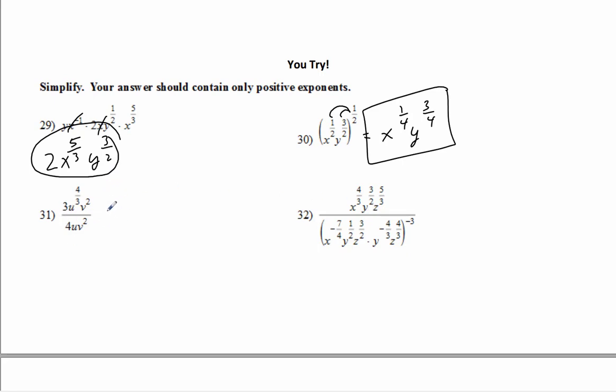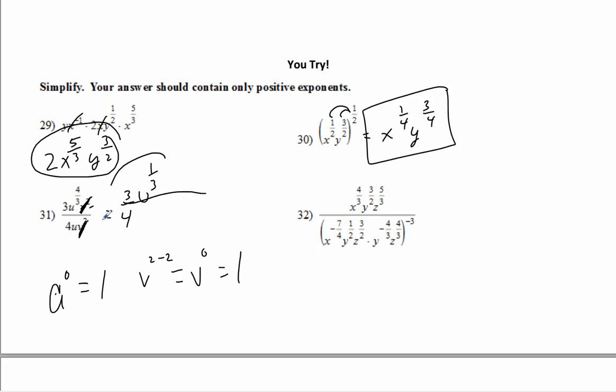31, can I reduce 3/4? I cannot, so 3/4 has to be there. Now let's find out my v's. I have 2 on top, 2 on the bottom. They're going to cancel. When I subtract, I get 0. If you haven't known this already, any variable, so a to the 0 power, just gives me a 1. Always gives me a 1. So v to the 2 minus 2 is really v to the 0, which is just a 1. That's why I can just say, hey, I can cancel them out. And then now I subtract 4/3 minus 1 for the u's. So this is u to the 1/3 up top. So that is my answer, 3u to the 1/3 over 4.